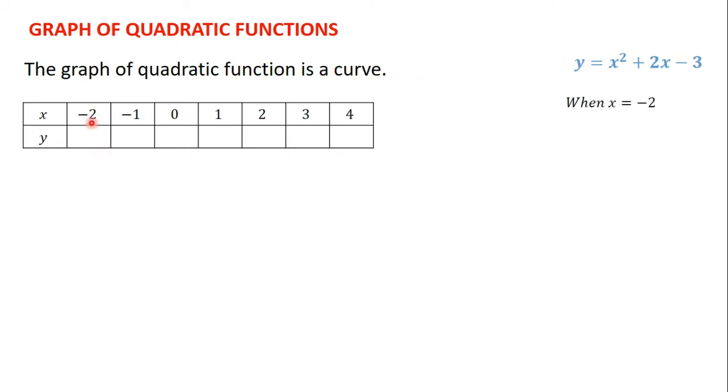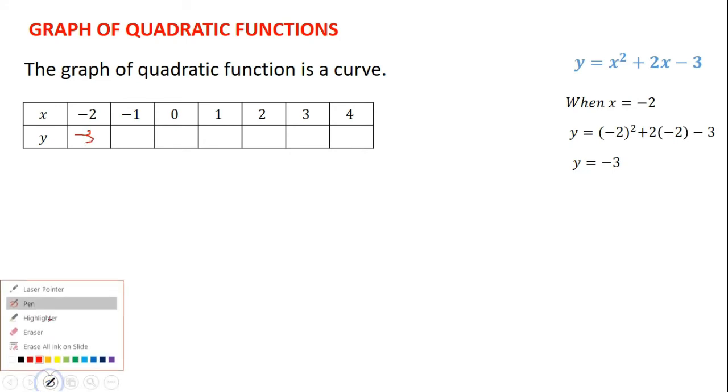So you begin with the first one, when x is equal to -2. Then you substitute x is equal to -2 into this quadratic function to get the corresponding y value. So when you do that, you have y is equal to -2 squared plus 2 times -2 minus 3. And this will give us -3. So it means that when x is equal to -2, y is equal to -3. So we have our first y value.